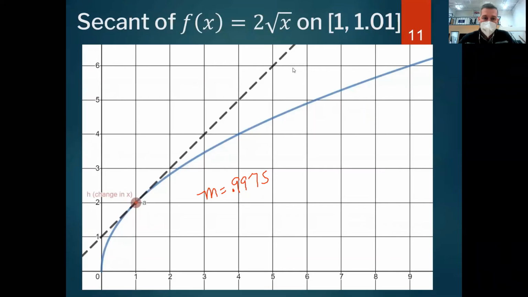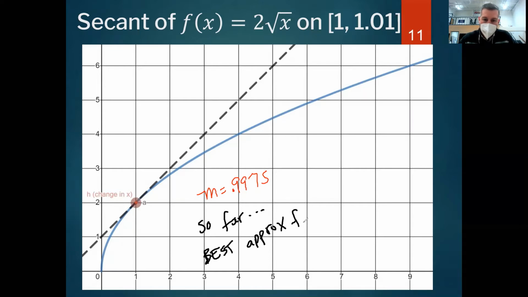So let me just write that in. This so far is our best approximation for tangent. Okay, and the computer's actually found the slope already. So this tangent line right here has a slope of 0.9975.